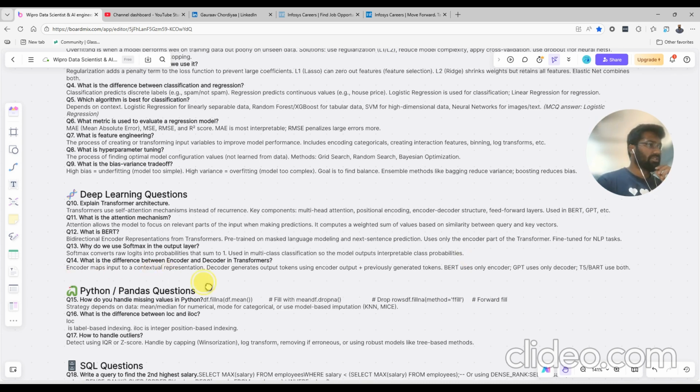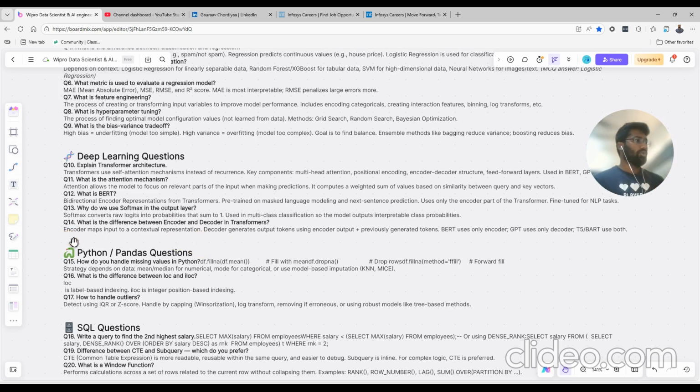What is the difference between the encoder and decoder in transformer? So encoder maps input to the contextual representation, and decoder generates the output token using the encoder output and previously generated tokens. BERT uses only encoder, GPT uses only decoder, T5 and BART use both. So some models use only encoder, some models use decoder, some use both of them. So it depends on the models they have used.